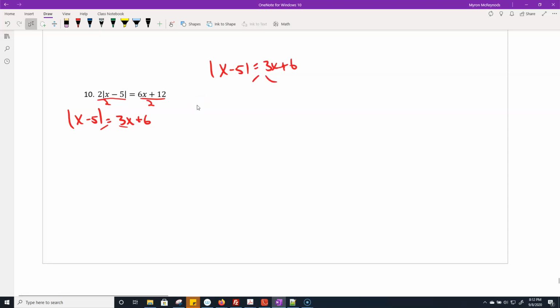I'm going to split. So x minus 5 equals 3x plus 6, and x minus 5 equals, and remember I need to flip the signs on both of these, so I'll make it negative and negative, right? Negative 3x minus 6.